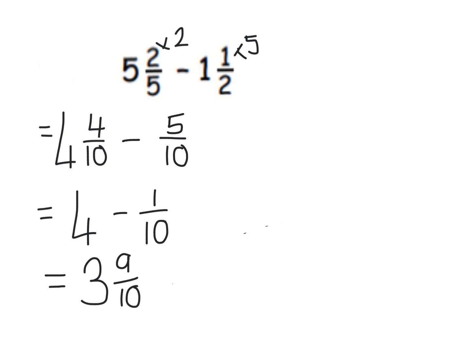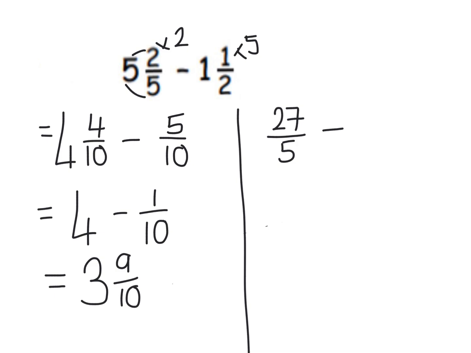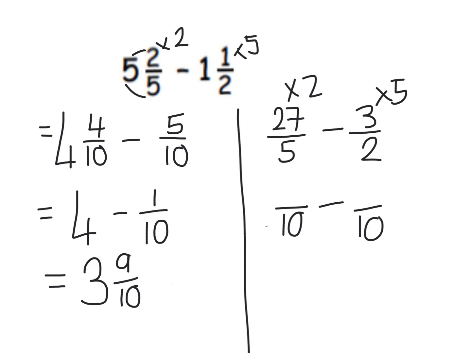Or if you get to the point where you just find it's all a little bit too much, we could make them improper fractions. 5 times 5 is 25 plus 2 is 27. So I can go and do 27 over 5, take away 1 times 2 is 2, add on the 1 is 3. So I can make them into improper fractions, like that. Then I can turn them into tenths. This one would be doubled, this one would be multiplied by 5, which gives me 54 take away 15.